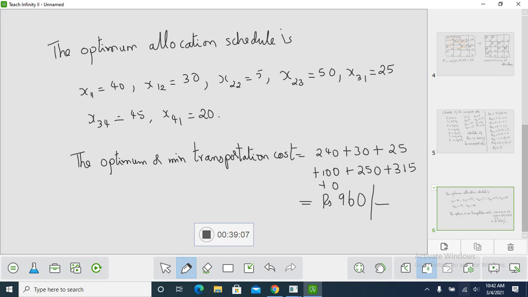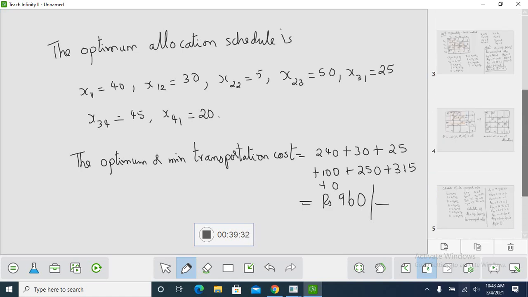Okay, so this is a problem which is very useful for us. It is an unbalanced problem. We have balanced it. We have applied VAM. Having applied VAM, we got the basic solution. And then after getting the basic solution, we used the Modi method to move toward the optimal solution. When we did, we got a Dij to be negative. So since the Dij was negative, we had to work on it further.